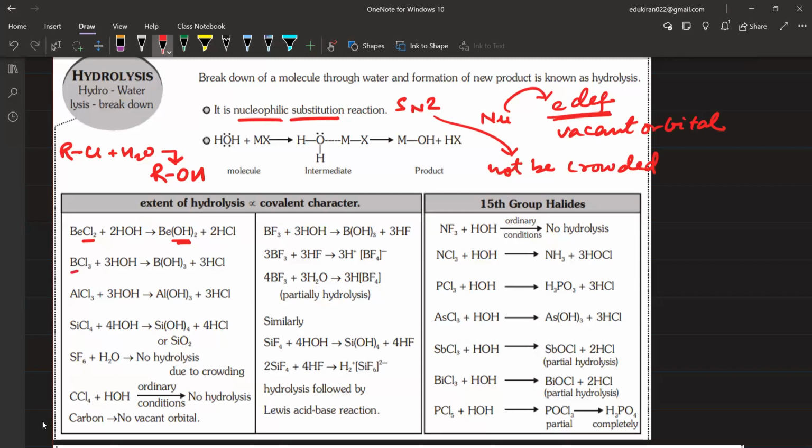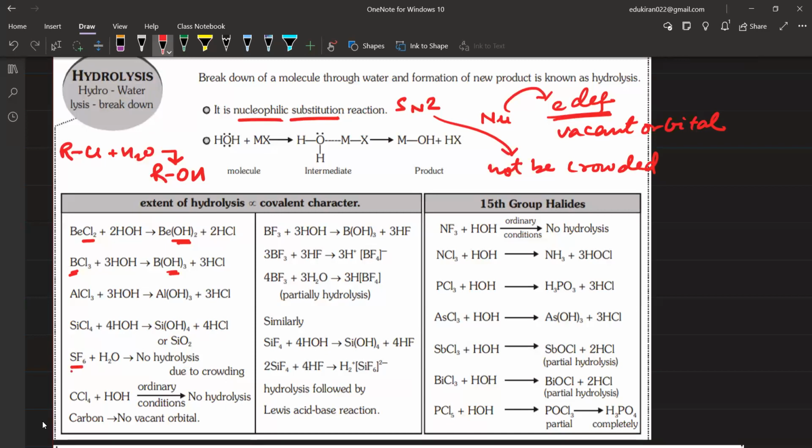Similarly, if you look at BCl3, here also the chlorine is replaced by OH. AlCl3, chlorine is replaced by OH. SiCl4, chlorine is replaced by OH. ठीक है? And after heating up, you are going to get SiO2. ठीक है? SiOH4 मिलता है, but after heating up, you are going to get SiO2.